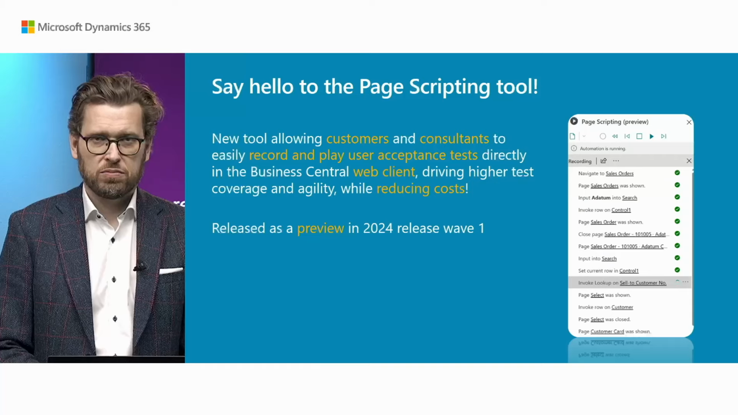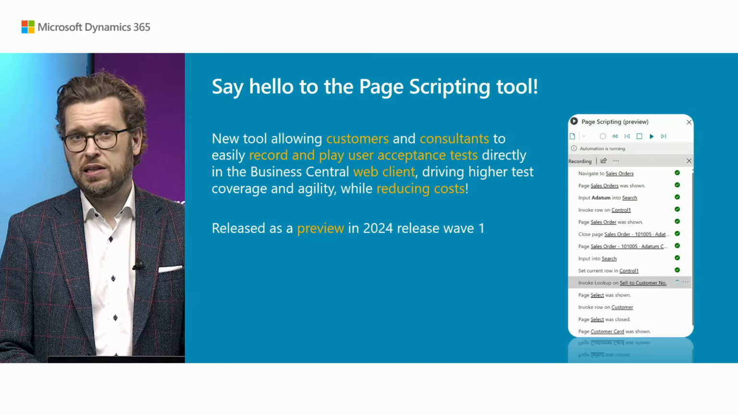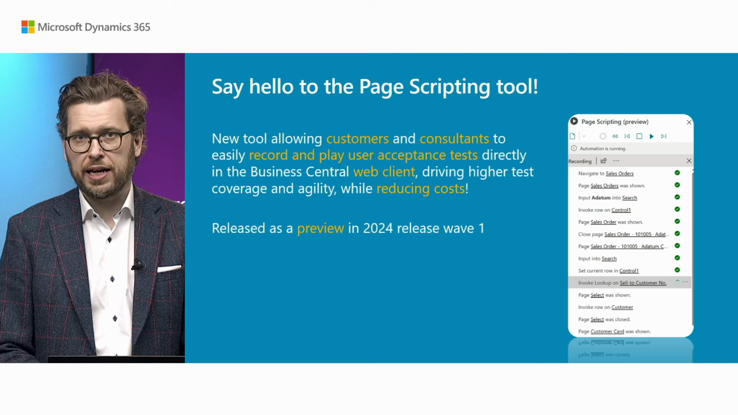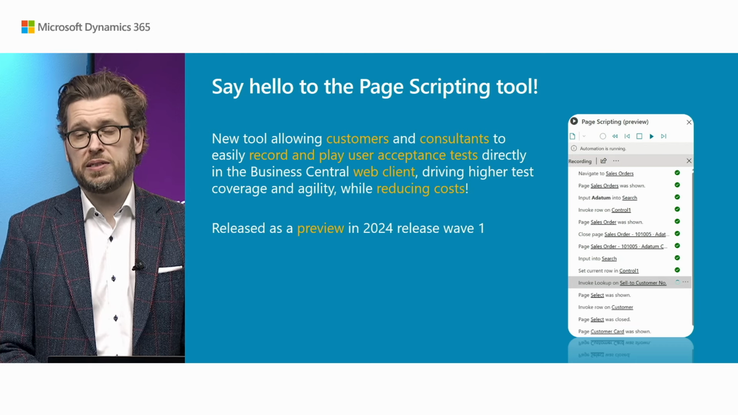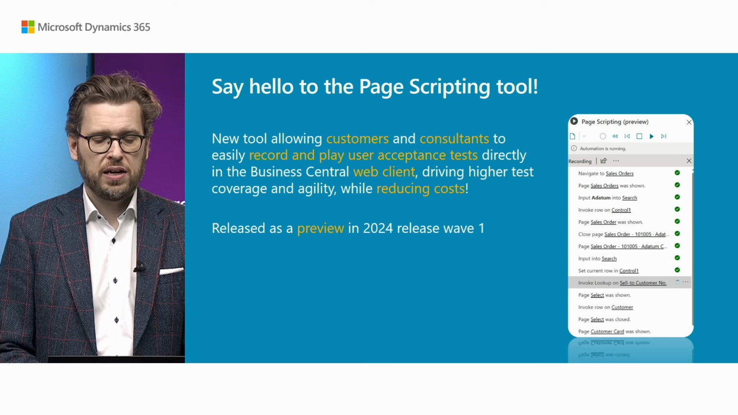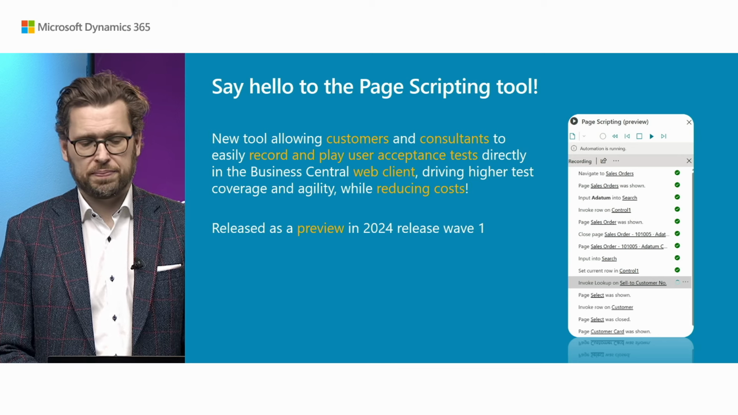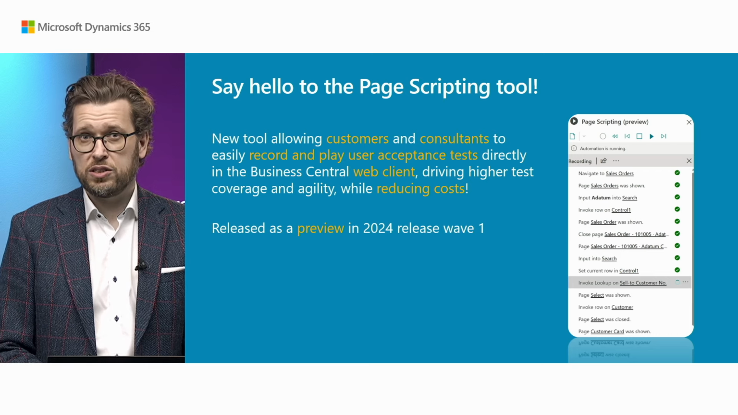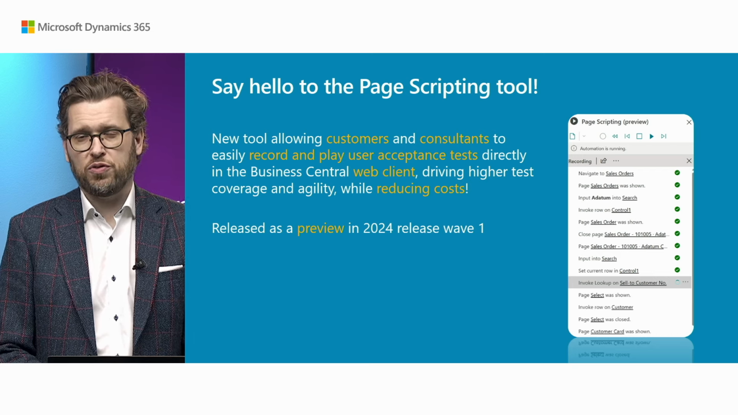Well, then we have great news for you, because in this release, we are introducing a new tool allowing customers and consultants to do exactly that. Easily record and play user acceptance tests directly in the Business Central web client, driving higher test coverage and agility while reducing costs. We released this tool as a preview in 2024 release wave 1.